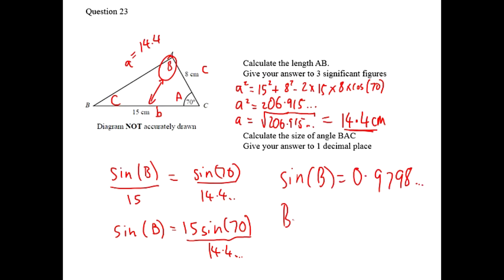And then to get B, you do inverse sine of that, this number, and again use the answer button here, so use the exact number that's on your screen, and then you should get B as 78.5 degrees.